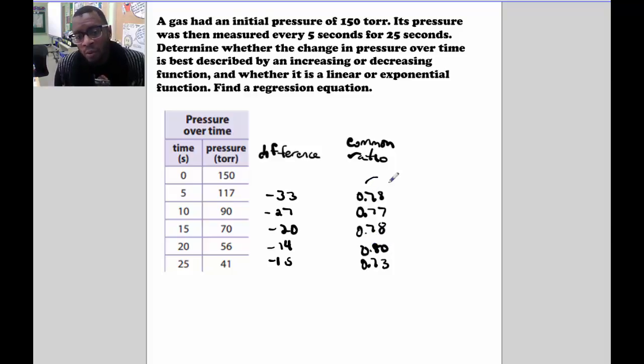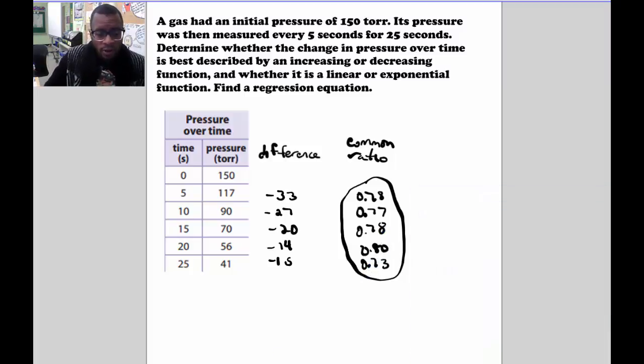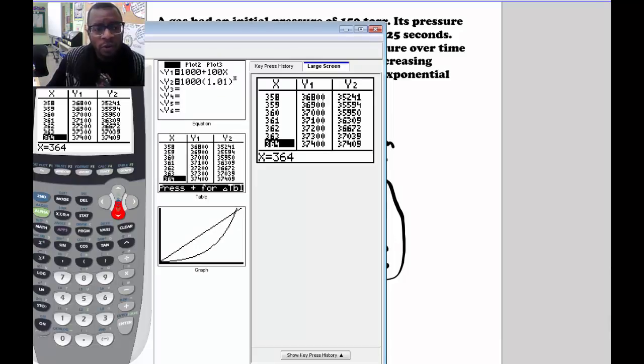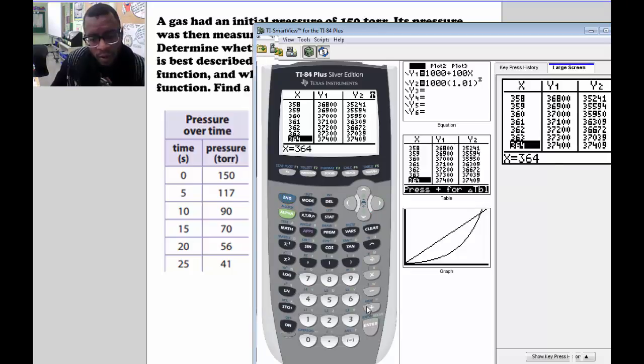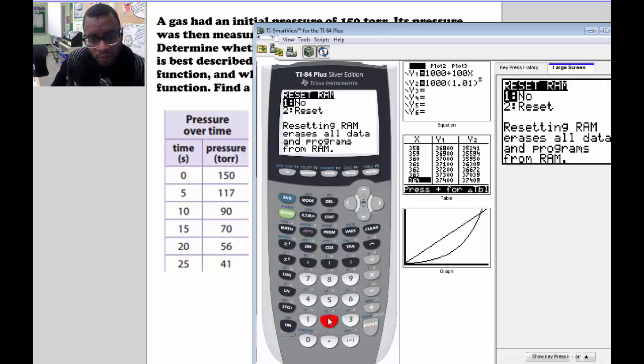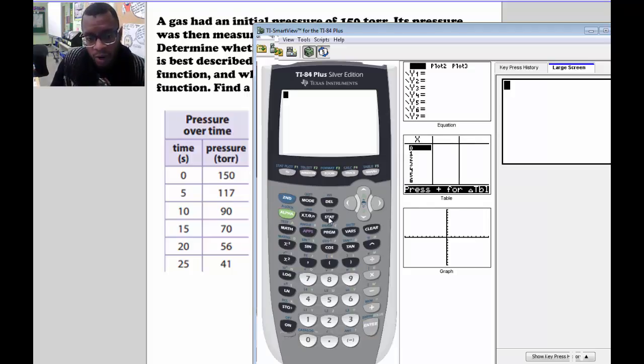Okay, and so what we want to do now is find a regression equation for this exponential function. So we're going to go into our calculator and do that. Let's grab our calculator. And again, we want to reset our memory. Okay, so second mem 712 and enter. And then we're going to use our stat.